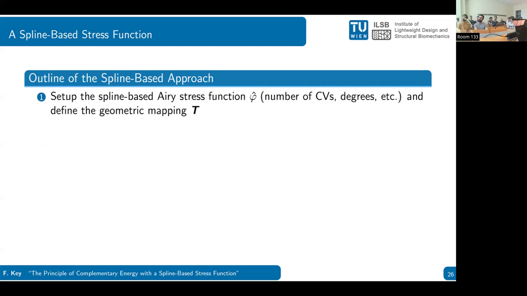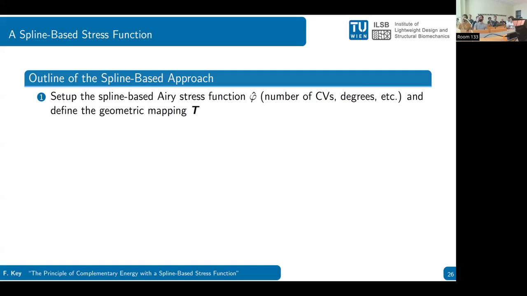So now we have equilibrium fulfilled. We have some way to prescribe the traction boundary conditions, so that ensures static admissibility, and by that we transform this constrained problem into an unconstrained one. So how does it look in practice?